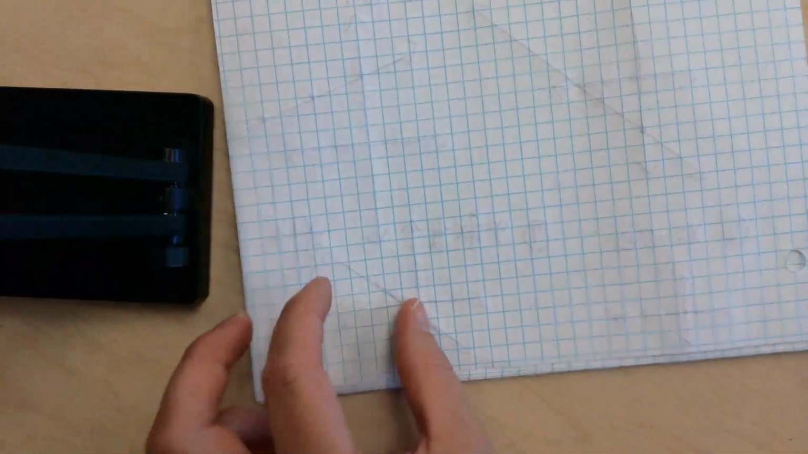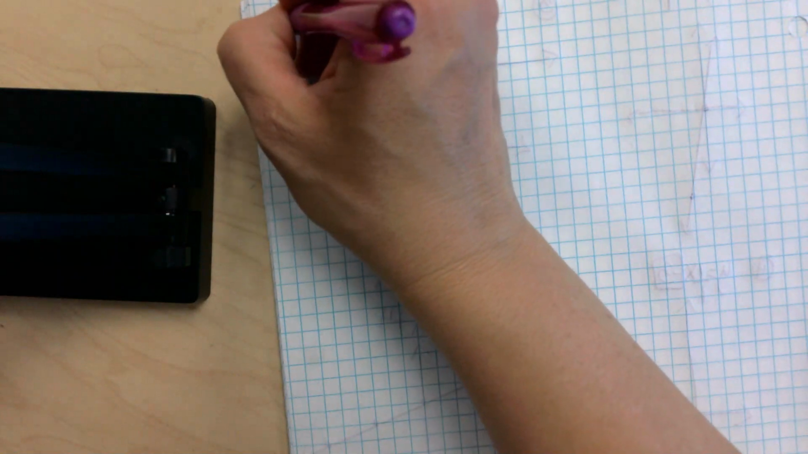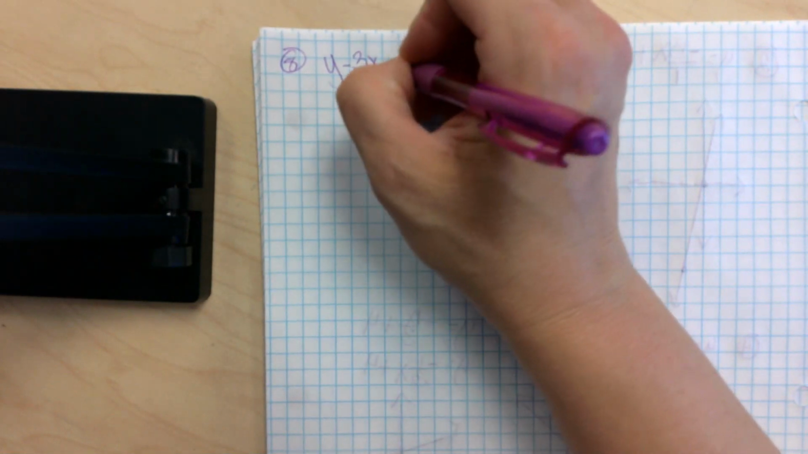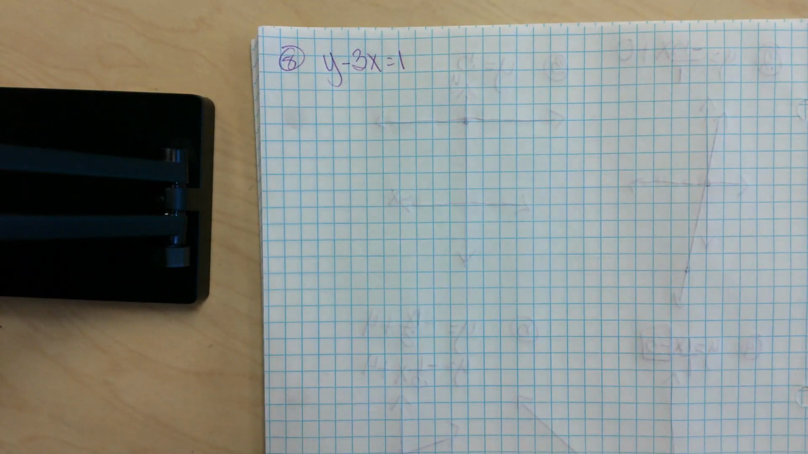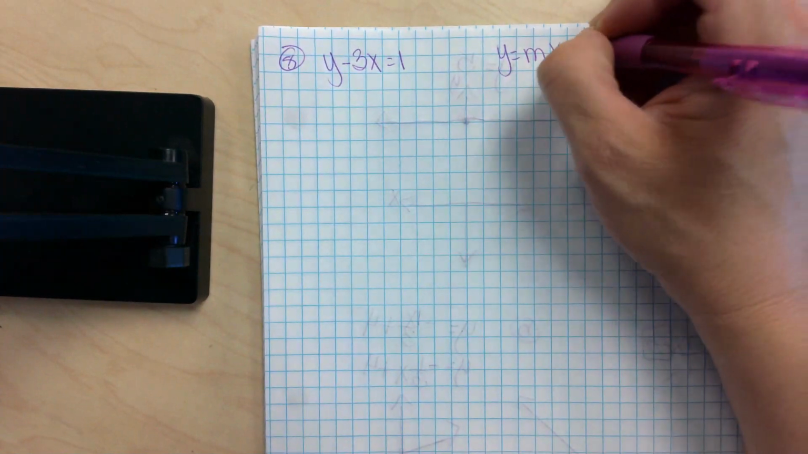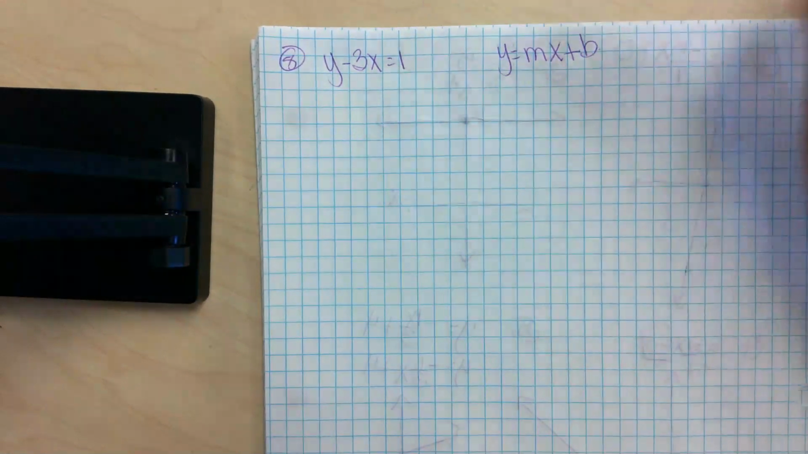Okay, so that's 7. What are the directions for 8 and 9? Who can read me those directions for 8 and 9? So you can either do X and Y intercepts or you can convert to slope intercept form. Which do you think is easier? Convert to slope intercept form. So if we're going to convert it, my slope intercept form is Y equals your slope times X plus your Y intercept. Which one of these terms is on the wrong side?